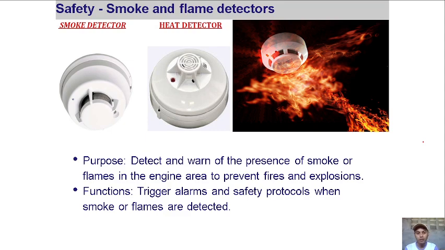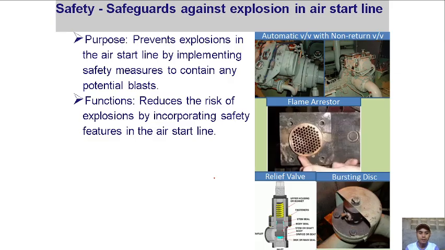Okay, on top of the engine, we have smoke and flame detectors. So, detect and warn of the presence of smoke or flame in the engine area to prevent fires and explosions. So, trigger alarms and safety protocols when smoke or flames are detected. Kung nasa engine room ito, magbibigay ito ng signal sa ating oil mist o sa ating water mist and then mag-spray yung water mist. Or, if the water mist is activated manually, pwede rin. So, at least may alarma ka na smoke and flame detectors.